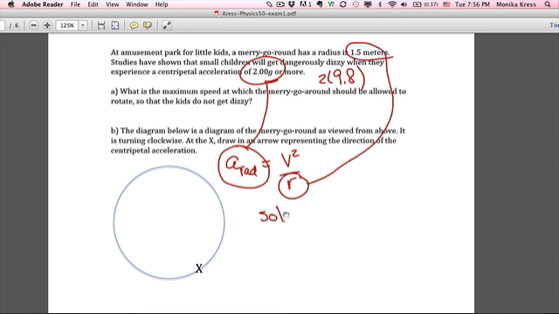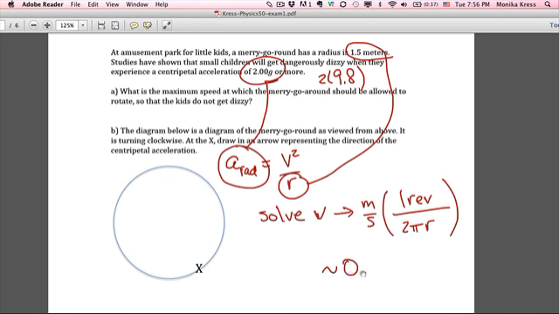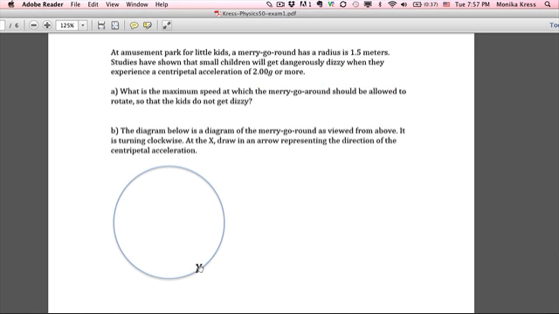So what you do is solve for v. It gives you something in meters per second. And you take that meters per second, 2 pi r meters is equal to 1 revolution. And then you can solve for revolutions per second. It comes out to be about 0.5 revolutions per second. Centripetal means towards the center, just like this.